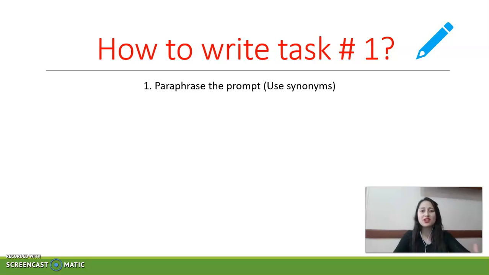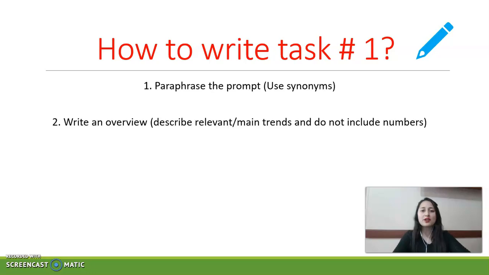So you need to consider what words you can paraphrase using synonyms. Of course, there are some words that you can't change, so you just need to leave them the same. Like for example, the names of countries or years, you can't paraphrase that information.